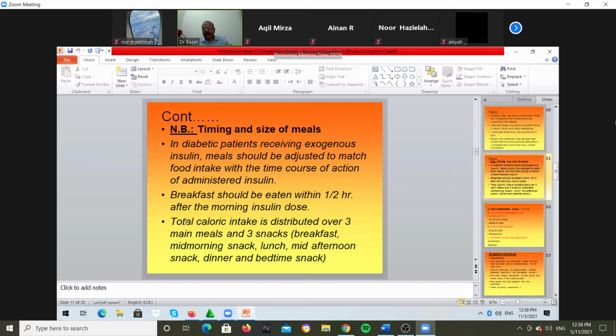Also, when we speak about diet, we must know that, especially in cases of insulin, the timing and the size of meals are very important. When my patient receives insulin, I cannot ask this patient to take insulin in the morning and go to work without taking breakfast.